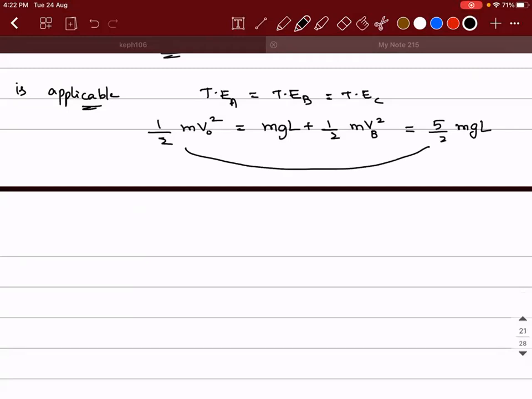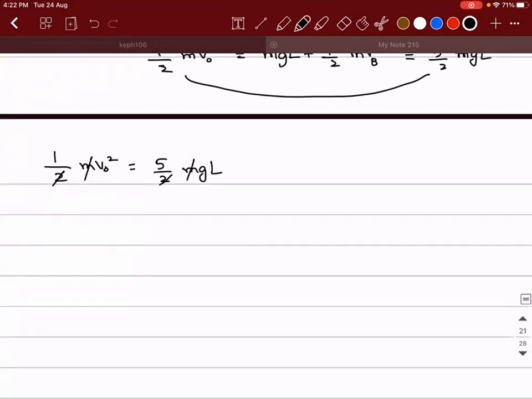Now, if I take these two into consideration, half m v naught square is equal to 5/2 mgL. m and m will get cancelled, 2 and 2 will get cancelled, which implies v naught will be equal to root of 5 into g into L. So they asked us to calculate this value, no? So v naught is equal to root of 5gL.